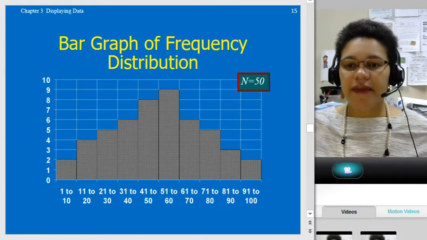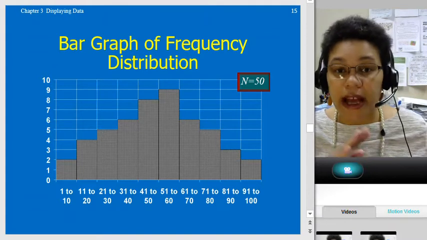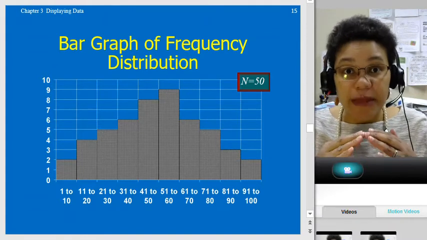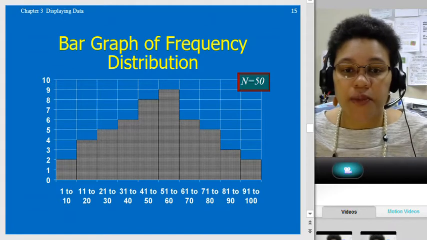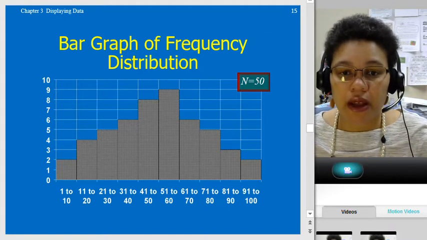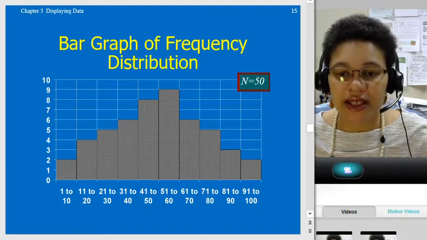This graph is mound shaped. I would say it's normally distributed. Okay, it's mound shaped, mostly symmetrical, with the most frequent category in the center right there. So one mode in the center, pretty symmetrical. That's normally distributed. Okay, so that's a frequency distribution.